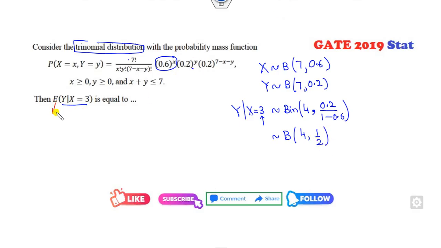Now your target is to find the mean. So what is the mean of the binomial distribution? n into p. So 4 into half is 2, which is the right answer. How many seconds are needed to solve this problem? Maximum 10 to 15 seconds.